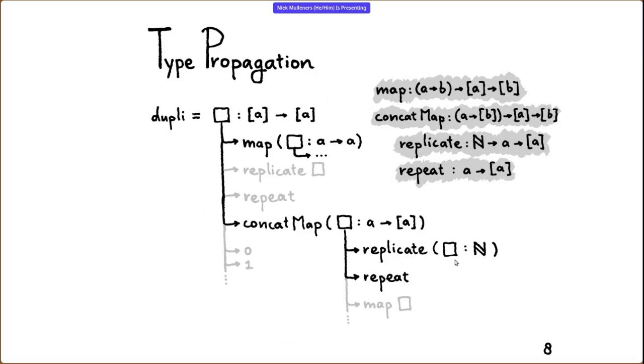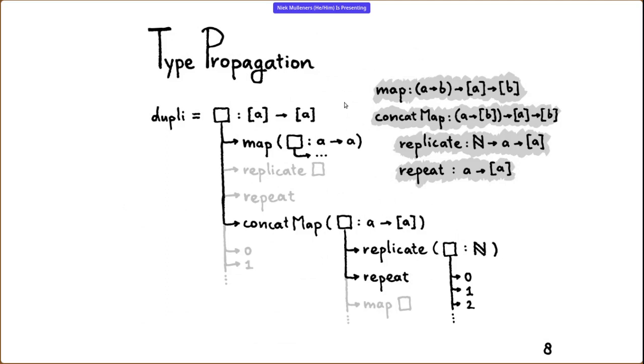Now we have, again, one new hole for replicate that we might want to fill. And here we just input any natural number. And no function can return a natural number in this context. So this is the entire program space. And as you can see, using this type propagation, we've been able to prune quite a bit of programs that were not type correct.